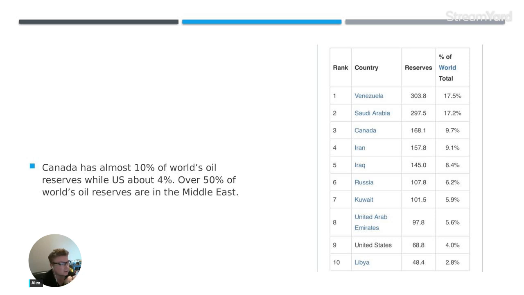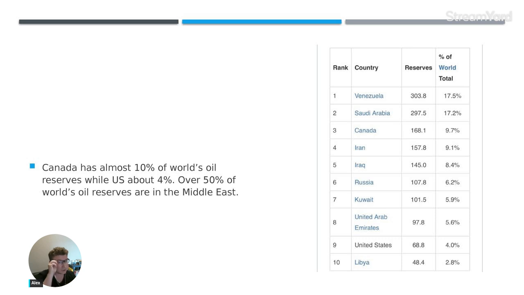So, first of all, Canada has almost 10% of world's oil reserves, while the US, as you can see in this table, has about 4% of oil reserves. You can see basically on a barrel perspective, we have about 170 billion barrels of oil in situ. Now, the majority of that oil is oil sands that cannot be mined underground. So you have to use some kind of thermal techniques to recover that oil.